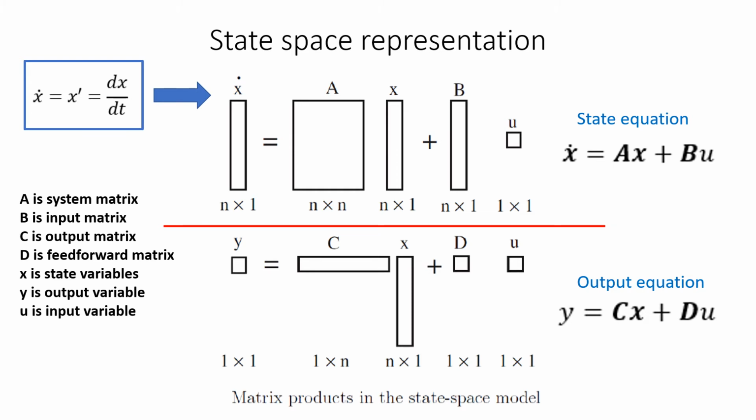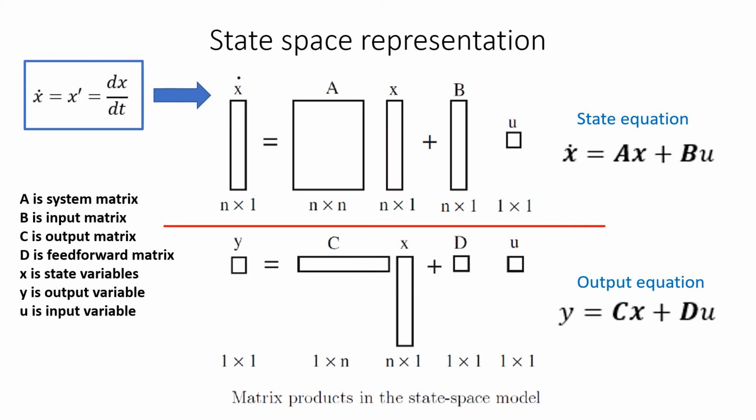Next, let us look at the dimensions of the matrices and variables. X dot is the first derivative of the state variables. The dimensions of X dot is n by 1, where n is the system order. If the system is a third order system, then X dot will have 3 elements, x1 dot, x2 dot, and x3 dot. A matrix is a square matrix. The dimensions is n by n. If the system is a third order system, matrix A will be a 3 by 3 matrix.